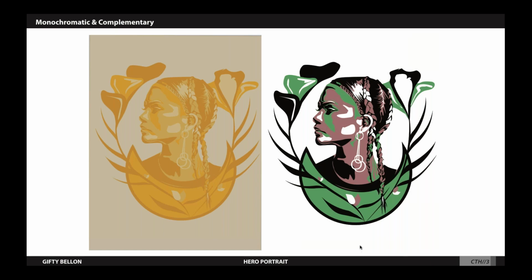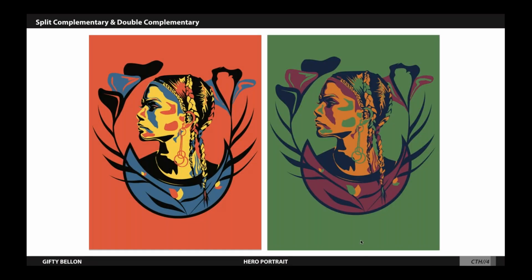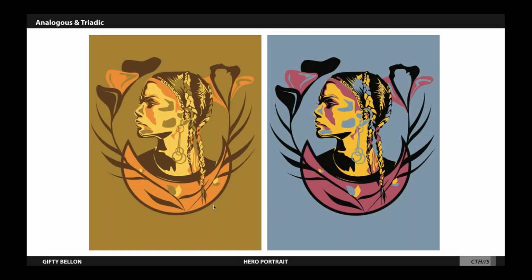And then black and white. So complementary, 2 colors plus black and white. Split complementary is 3 colors plus either black or white. She chose black. Double complementary, 4 colors, no black, no white. So this is a dark, dark blue, orange, green, and red. Analogous, 4 colors that are next to each other on the color wheel, no black, no white. Triadic, 3 colors, plus either black or white. She chose black.